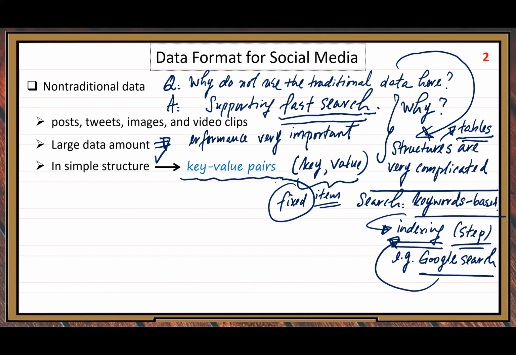Then you develop some search mechanism that can be very fast on this kind of simple data. That's the idea, supporting fast search. The solution is based on this new database structure design. So the non-traditional databases we call NoSQL.